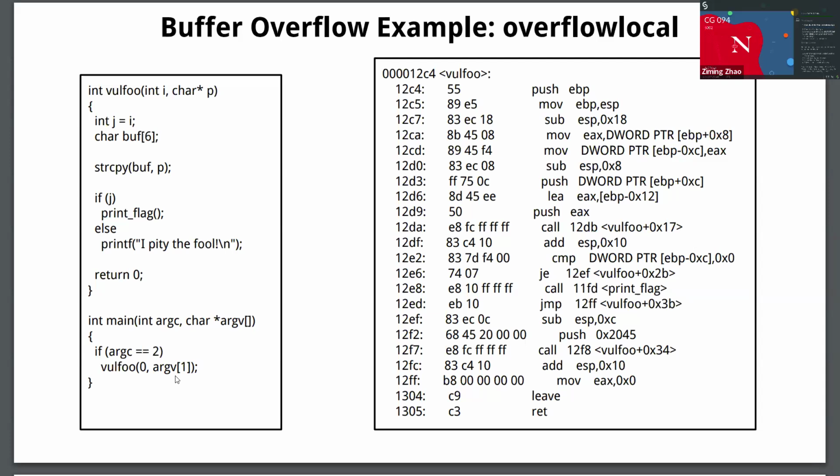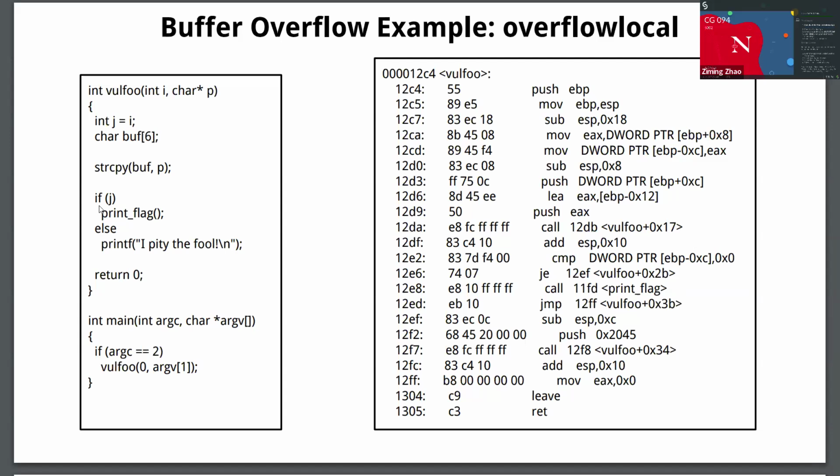Then the value was initialized to 0 here. That's why j also will be initialized to 0. After that, we will check the value of j. If j's value is 0, the program will print out the default message. If j's value is not 0, it will call the function print flag. Because this is a set UID program, print flag will actually read the flag file and print out the value for you. So that's the C code.